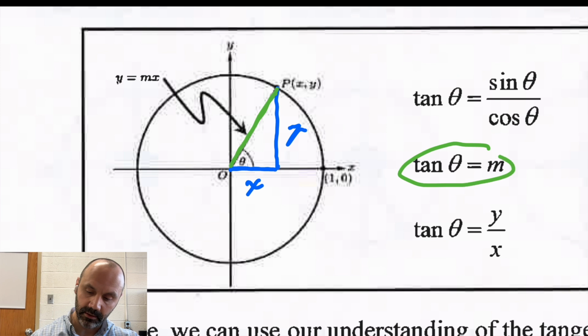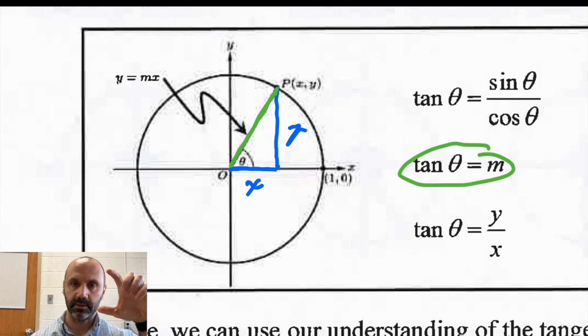And so that's what they're saying here. Tangent of theta equals m. M is for slope, right? In slope-intercept form, y equals mx plus b, etc. Also, since the y is the sine value and the x is the cosine value, then tangent can also be looked at as sine over cosine. This is really helpful when we're looking at the unit circle because we can take the sine value divided by the cosine value, and that gives us what the tangent value would be.